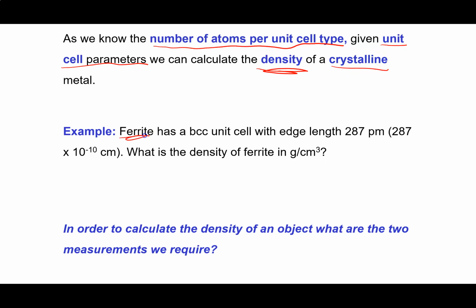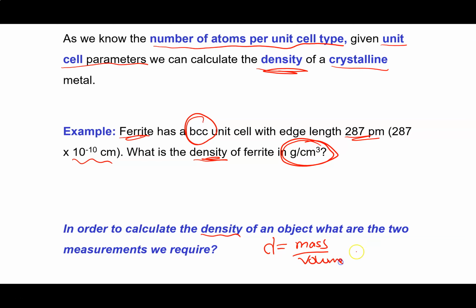So ferrite, which was that first form of iron that we looked at, has a body-centered cubic unit cell. The edge length is 287 picometers, and as I mentioned, 1 picometer is 10 to the minus 10 centimeters. We were asked to calculate the density of ferrite in grams per centimeter cubed. To calculate the density of an object, I need two things, because density is equal to the mass over the volume.